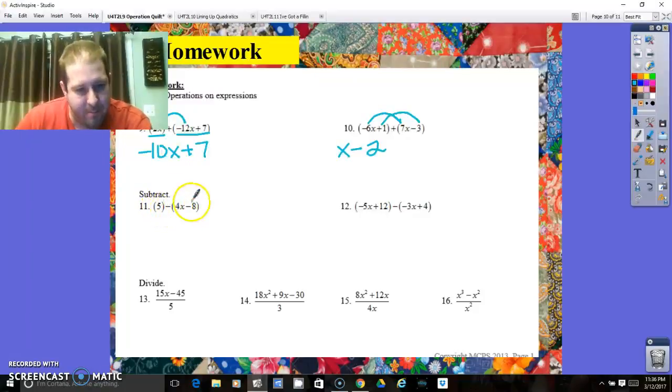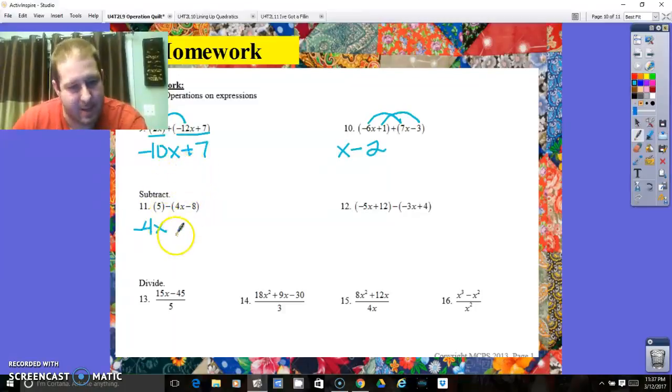So 5 minus negative 8. Well, first of all, look at the x's. There are no x's over here. None minus 4 makes negative 4x. That's the most common mistake. There are no x's over here. So when you take no x's and you subtract 4x's, you get negative 4x. 5 minus negative 8, well, that leave change becomes 5 plus 8, and 5 plus 8 makes 13.